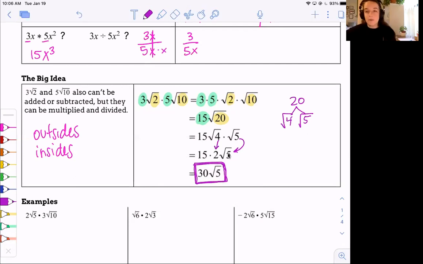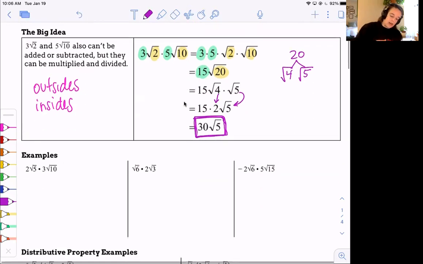Since I saw 94% of us were doing just fine on Thursday, I'm not going to spend too much time thinking about the simplification process. The big idea here is that we're going to do outsides with outsides, insides with insides, right? So coefficients, those are our green numbers, radicands, those are our yellow numbers here.